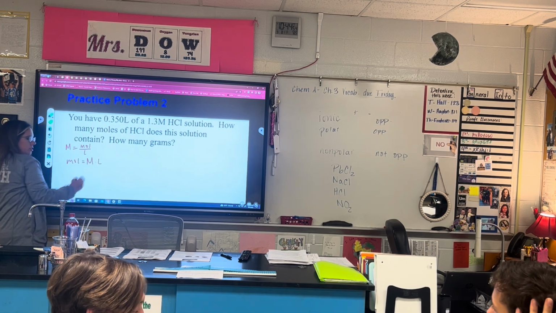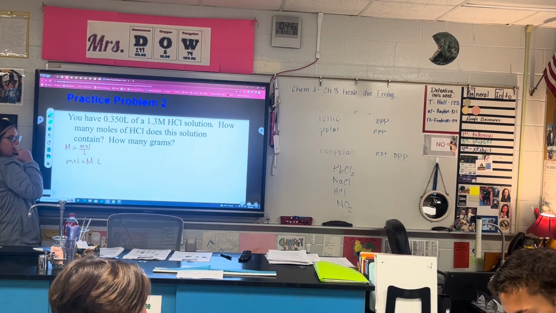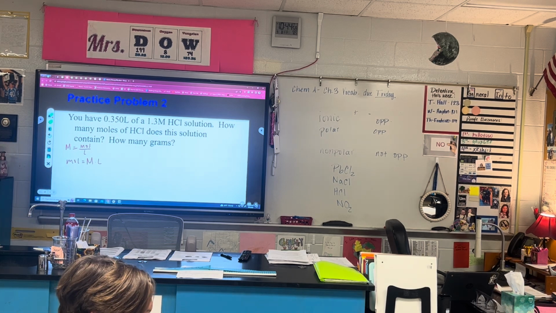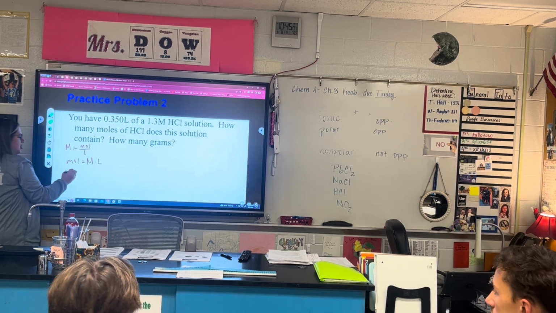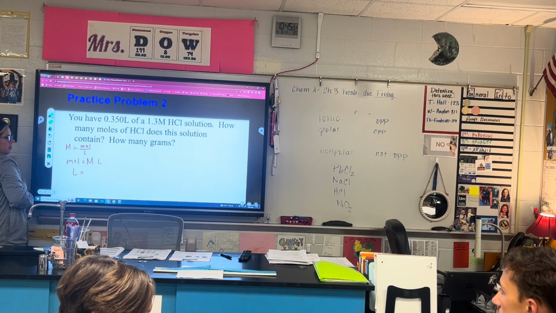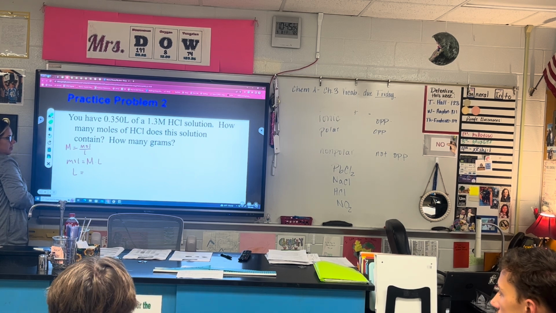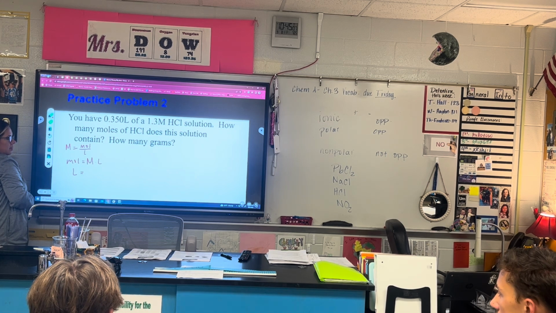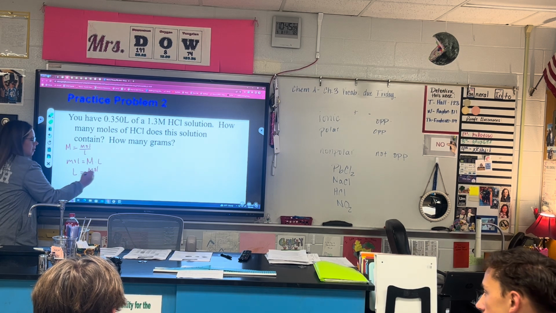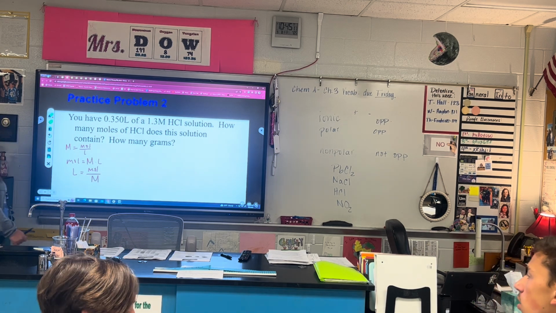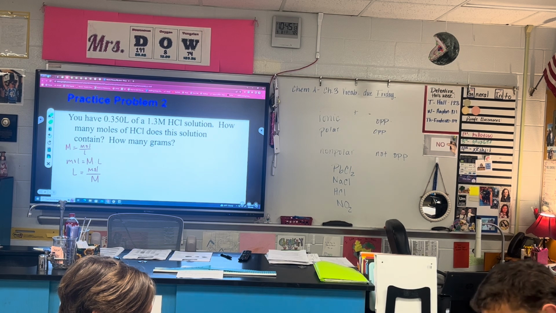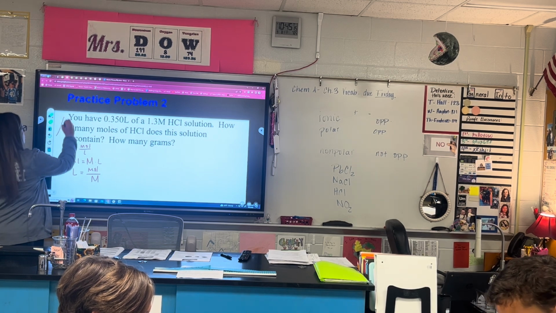Molarity times liters, right? This times that would give me that, right? What would my formula for liters be? Moles over molarity. Think about it, the triangle.